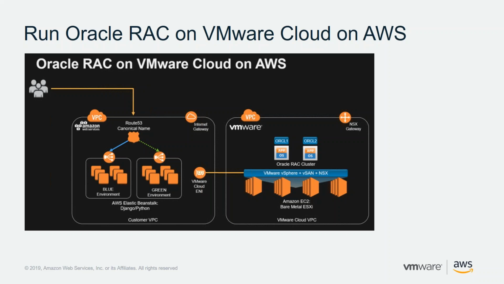By leveraging the AWS Elastic Beanstalk service for the application tier and the VMware Cloud on AWS for the database tier, this end-to-end architecture delivers a high-performance, consistently repeatable, and straightforward deployment, better together.